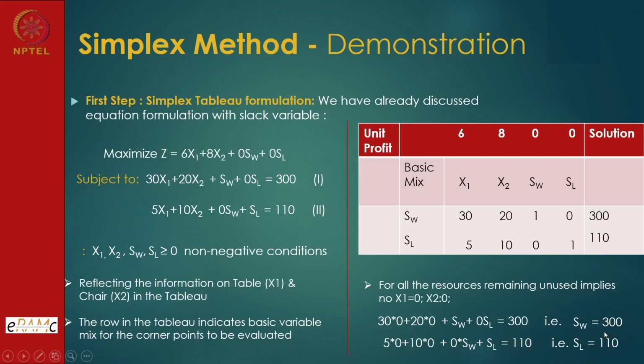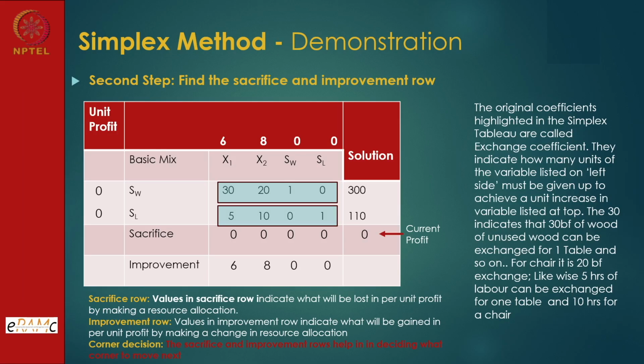So this evaluation also we have done. The objective of the first step was to formulate the table, and that we have done. Now step 2 is to find the sacrifice and improvement row, like we did earlier.